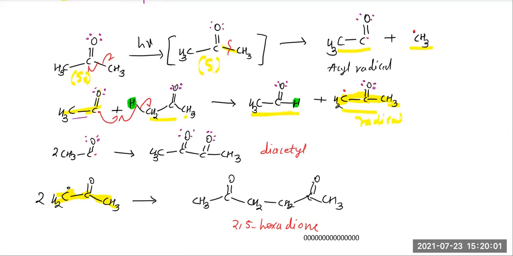Now in the third step, this acyl radical recombines. So two acetyl radicals recombine and form a diacetyl group, or you can say a diketone group. Similarly, this particular radical recombines with another, forming again, this is 2,5-hexadione. So this is 2,5-hexanedione.